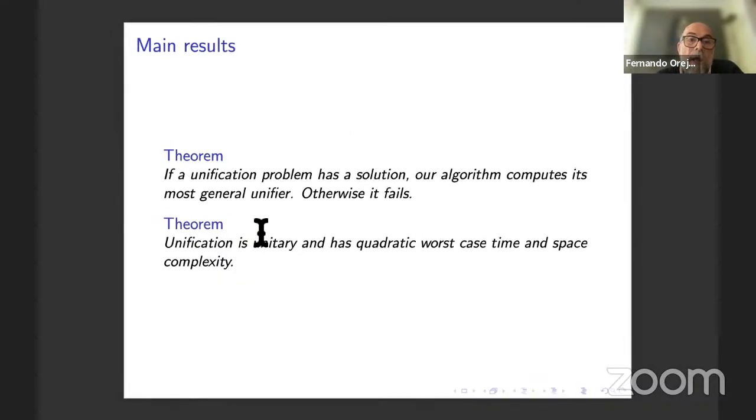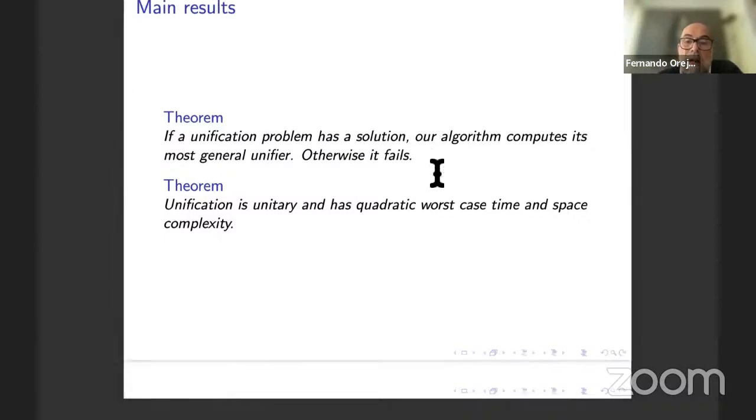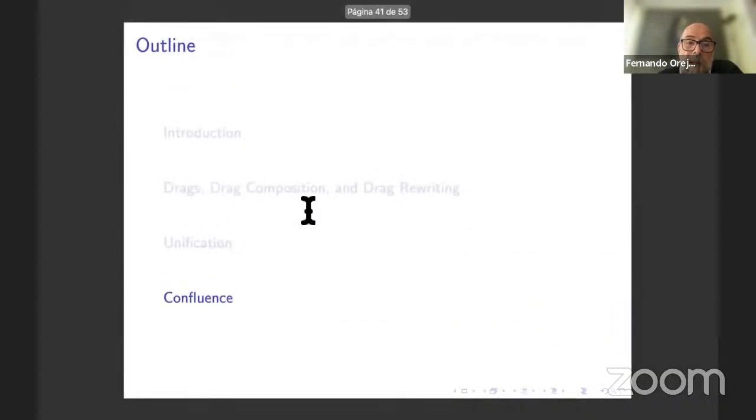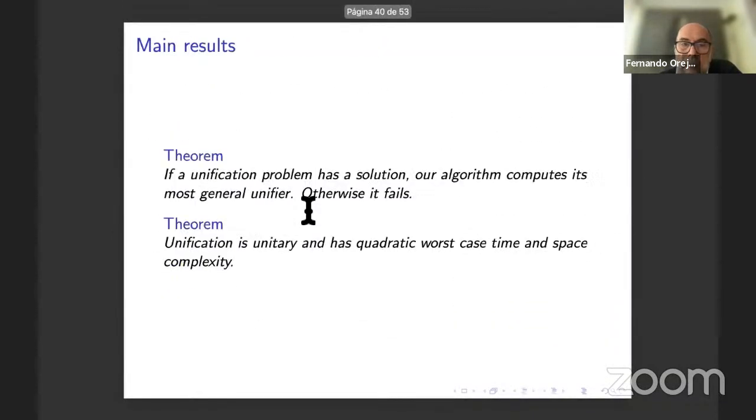So what we have proved is that if a unification problem has a solution, our algorithm computes its most general unifier, and otherwise it fails. So this means that if it doesn't have a solution, it will fail according to our algorithm. So this means that the algorithm is complete. Moreover, there is a single most general unifier, and to compute it, we need, in the worst case, quadratic time and quadratic space complexity.